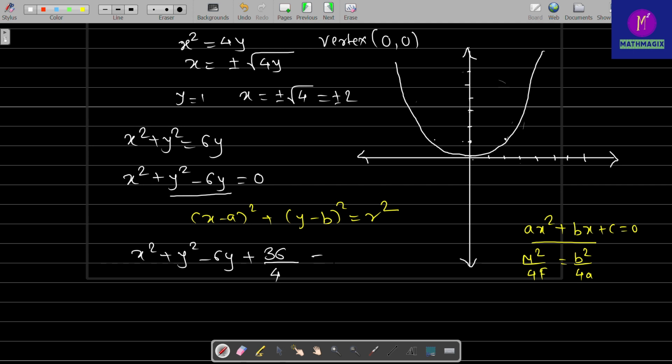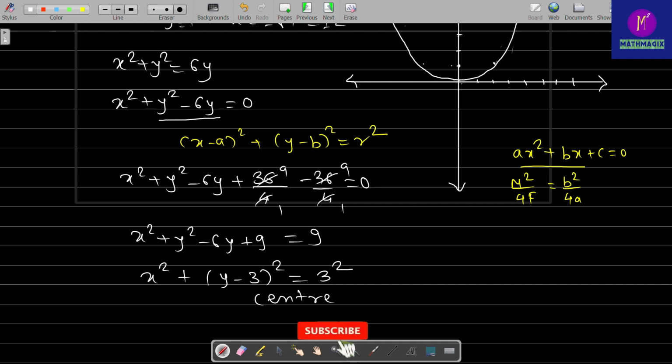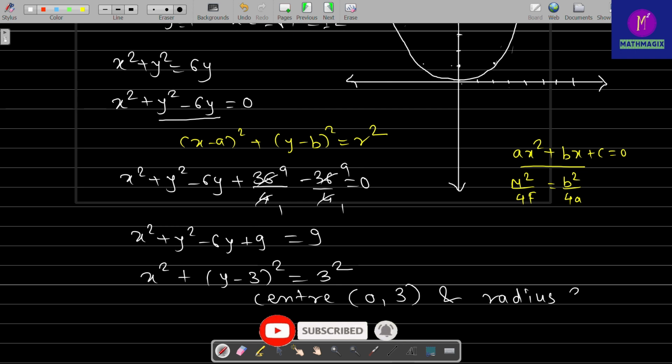So I need to add and subtract 36 by 4. So we need to add and subtract basically 9. So x square plus y square minus 6y plus 9 equal to 9. So this is nothing but x square plus (y minus 3) the whole square equals to 3 square. So clearly this is a circle with center (0, 3) and radius is 3.